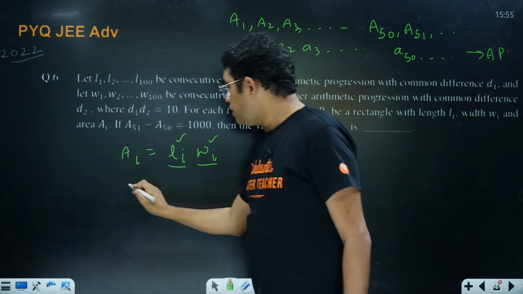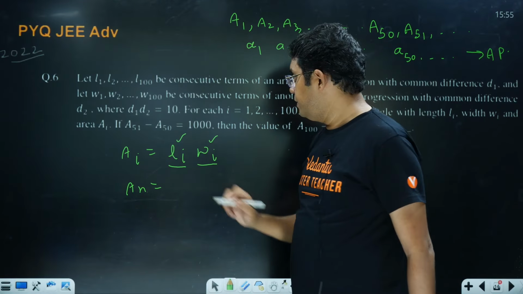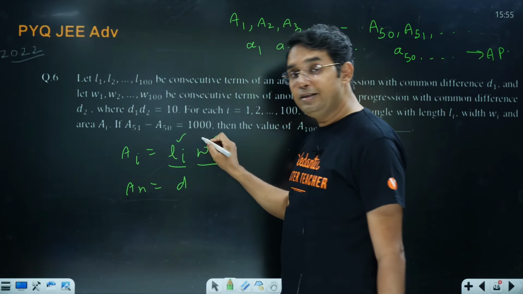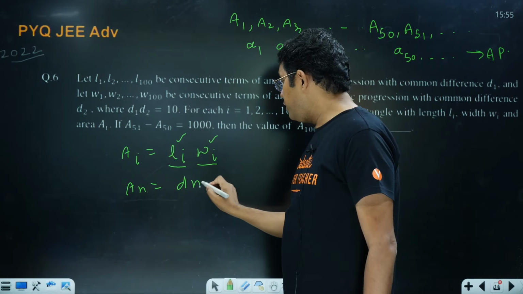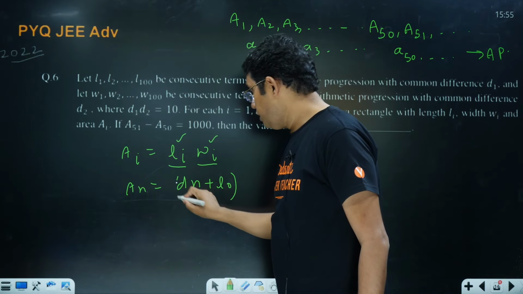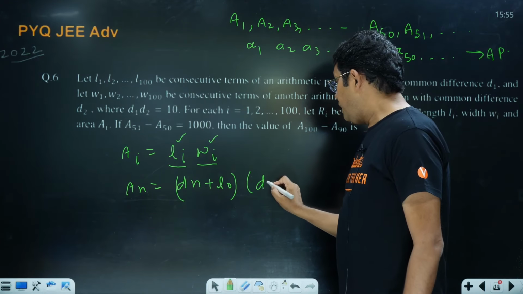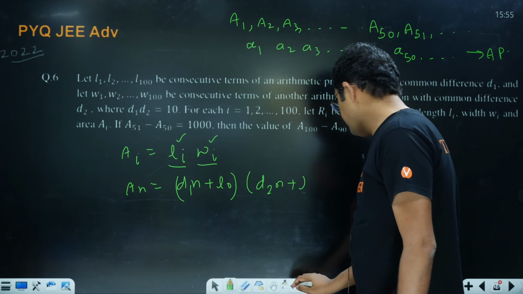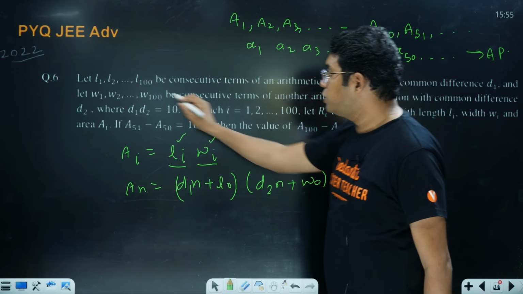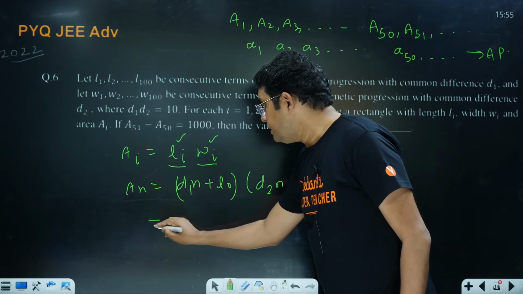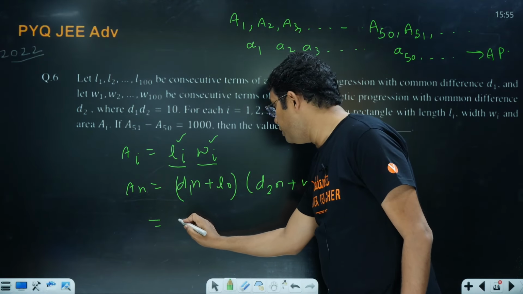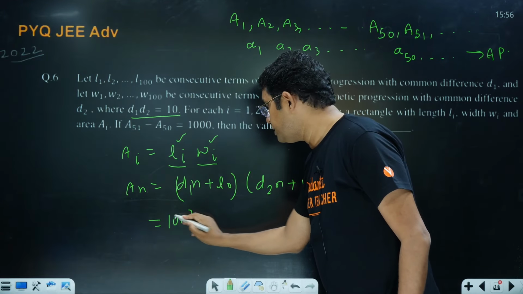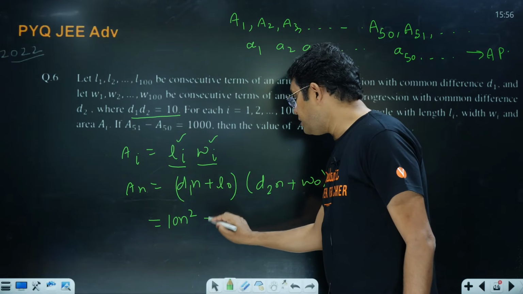Now let's find out An leading term, because Li its common difference is D1, so the general term of Li would be D1n plus L naught. I hope you remember the L naught term. Similarly, this was D1, then D2n plus W naught, the zeroth term of this series. Okay, so you can see in this An, the leading term is coming out to be n square into D1 D2, where D1 D2 is 10. So leading term is coming out to be 10n square, and the rest I am not bothered about.